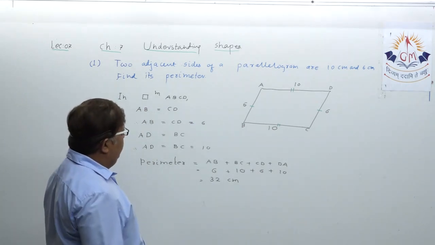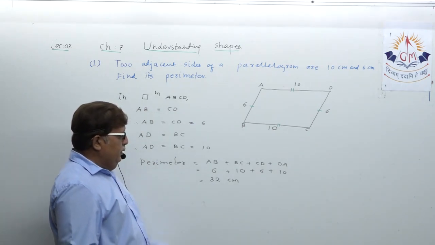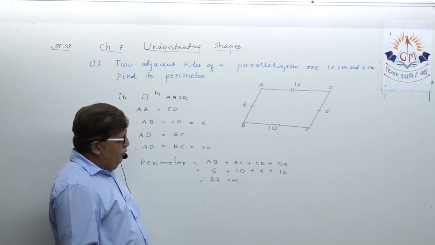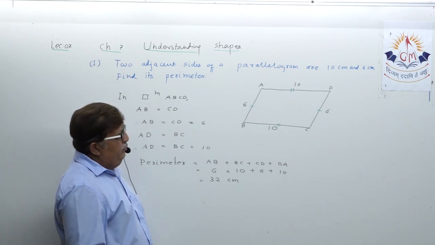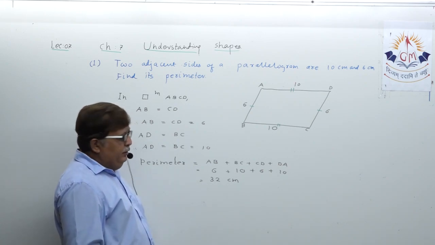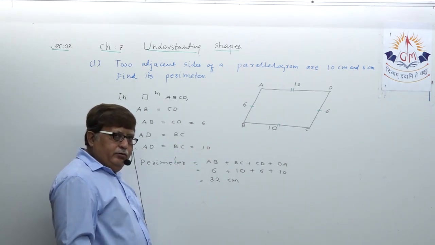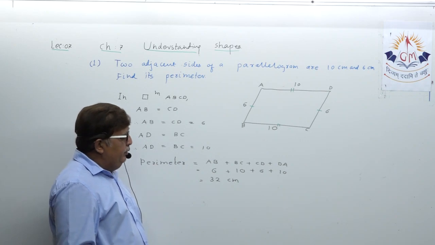Is it clear in mind? One such example, before we move to the other one, I am giving you for self-study just now. But this should be clear in your mind: perimeter means sum of all sides. That has to be very clear. Okay.